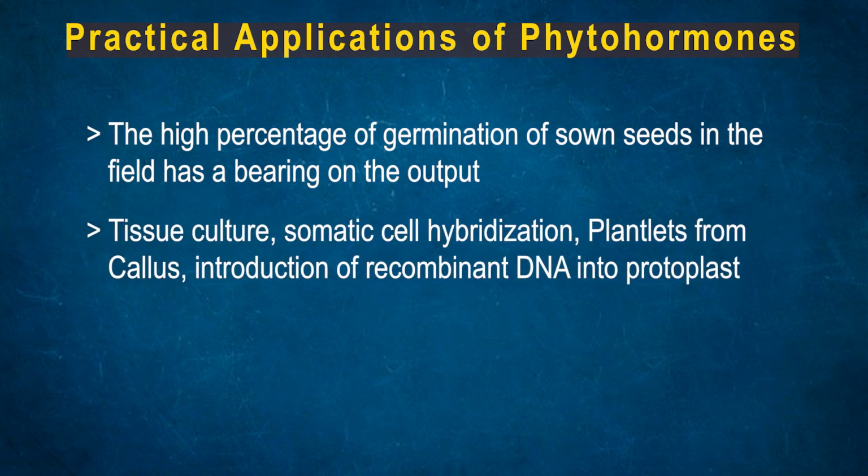They are very much needed for tissue culture, in vitro plant genesis, right? So for somatic cell hybridization, the derivation of plantlets from the callus, and the introduction of recombinant DNA into protoplasts, in all the cases, the plant hormones or phytohormones are there.